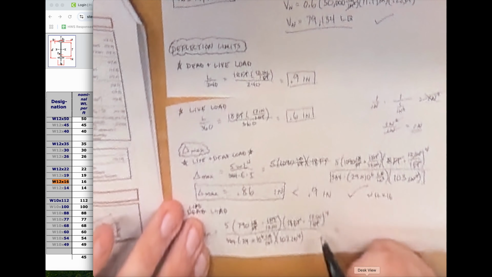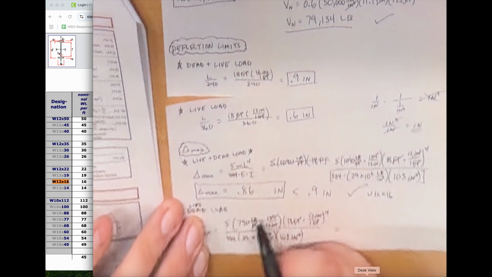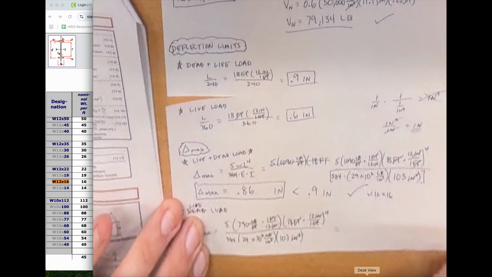So now we've got this. Once again, the inches to the 4th power cancel with this one, this one cancels with one of these, and our pounds also cancel here. We're going to be left with just a value in inches.